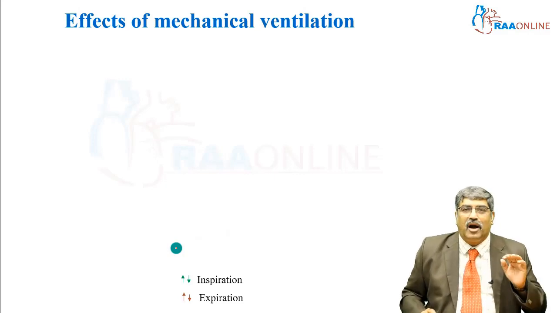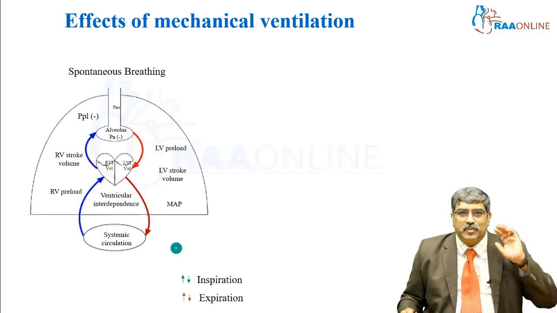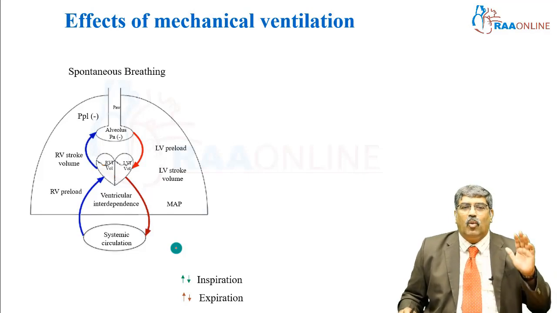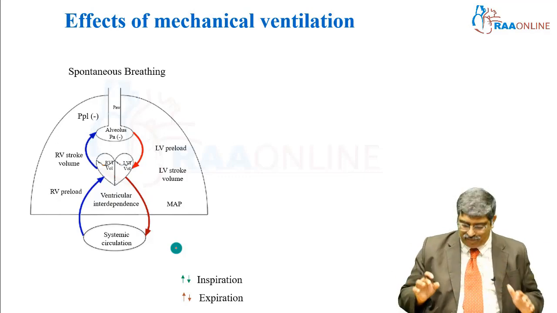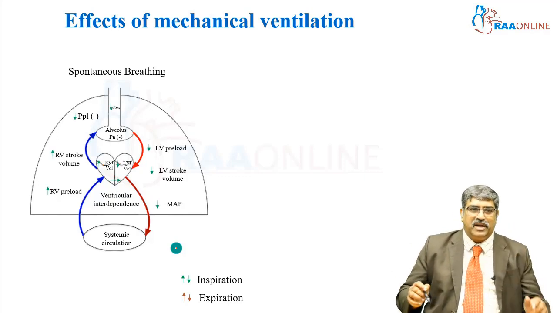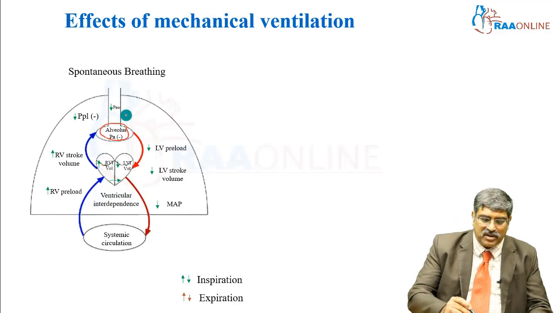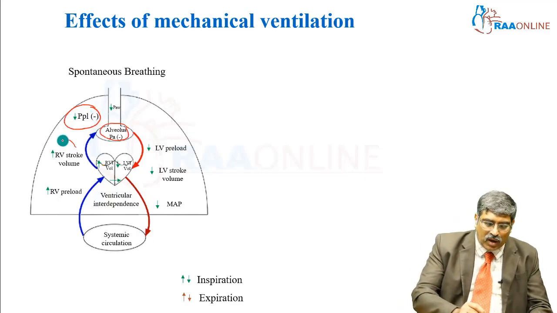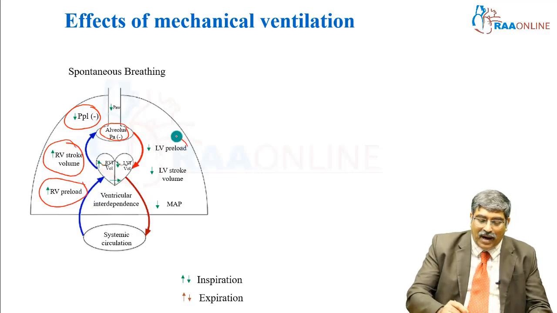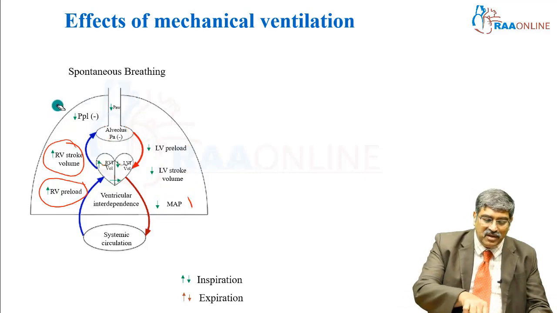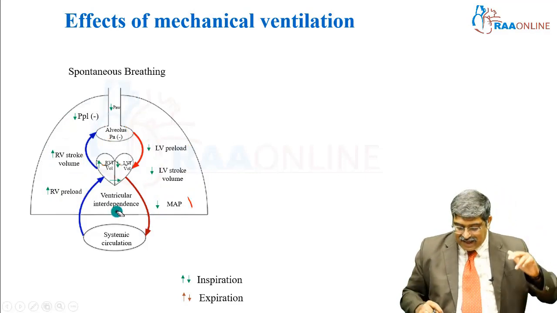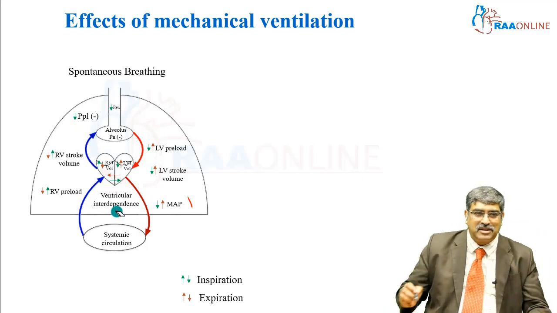Now coming to the cardiopulmonary interaction. You are spontaneously breathing. What happens to the pleural pressure, and what happens to the right ventricle and the left ventricle? During inspiration, there is a negative pressure. Your pleural pressure comes down, your RV stroke volume increases, the RV preload increases, but your LV preload comes down, your LV stroke volume comes down, your mean arterial pressure comes down. This happens with inspiration. And exactly the opposite happens with expiration.